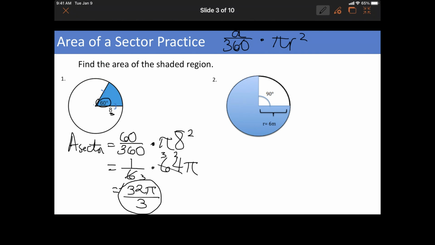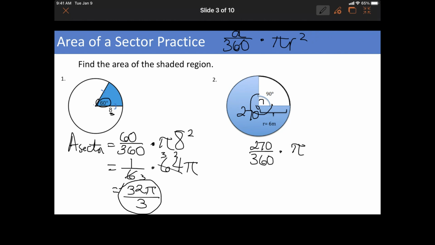So for this next one, the shaded region is the blue part. Even though they give me 90 here, that's not the angle that I want. I actually want this angle. If it's all the way around, it's 360, so this is going to be 270. Now someone would say, well, Miss Mendoza, it looks like it's 3/4, right? Because 270 over 360 simplifies to 3/4.